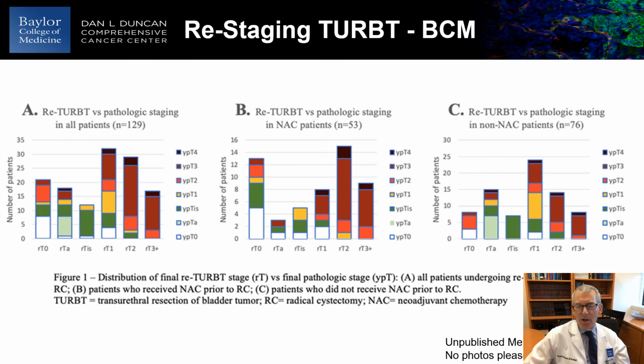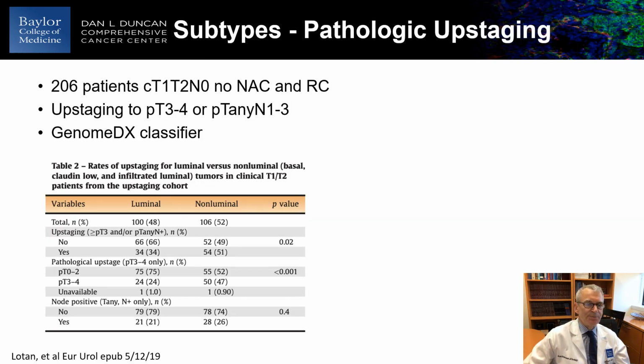And notably, all patients who were clinically node positive ended up being pathologic T2 or greater following NAC and RE-TURBT. So those patients, regardless, really need to have a radical cystectomy and extensive node dissection.